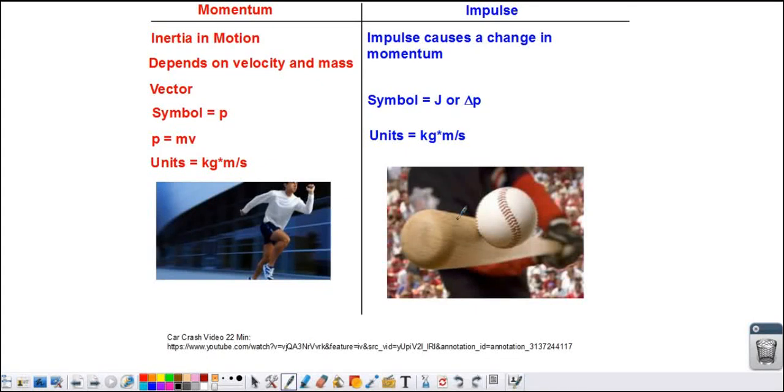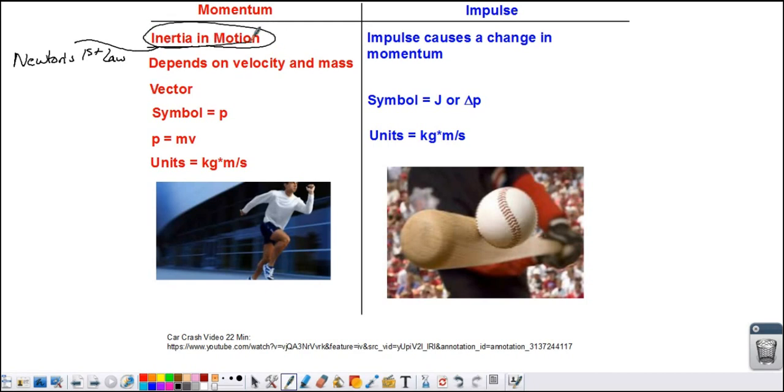So we're going to talk about momentum and impulse today. Momentum is inertia in motion. If you remember, inertia was Newton's first law. An object at rest will remain at rest, and an object in motion will remain in motion at a constant velocity unless acted upon by an unbalanced force. Momentum is only talking about the part of that that is in motion.